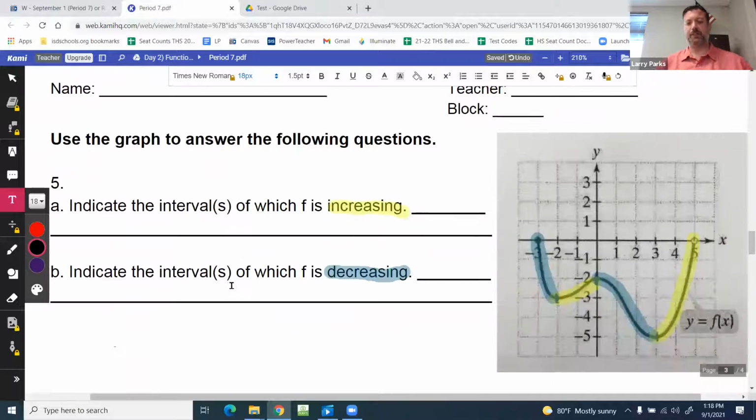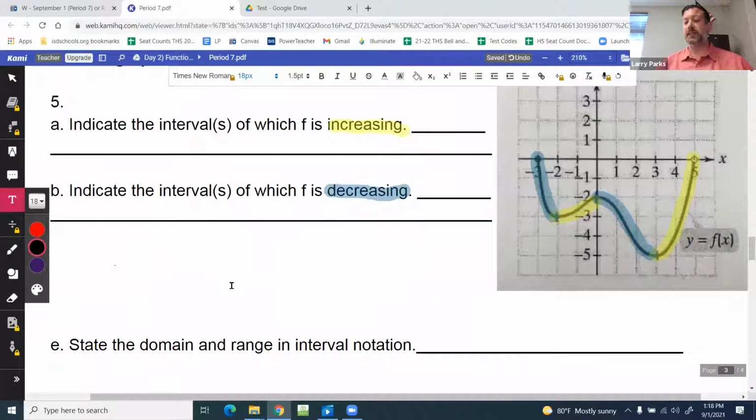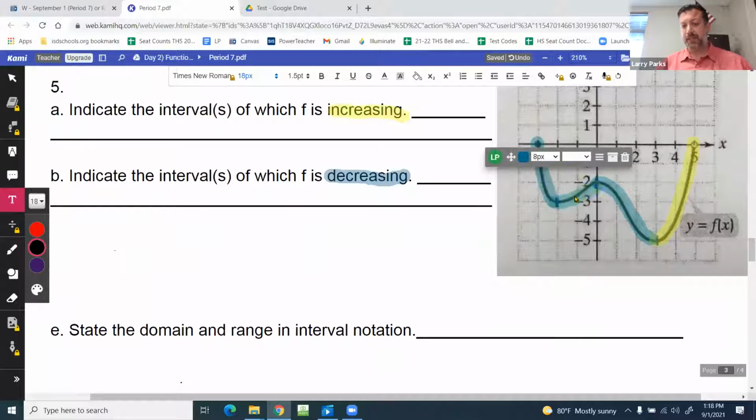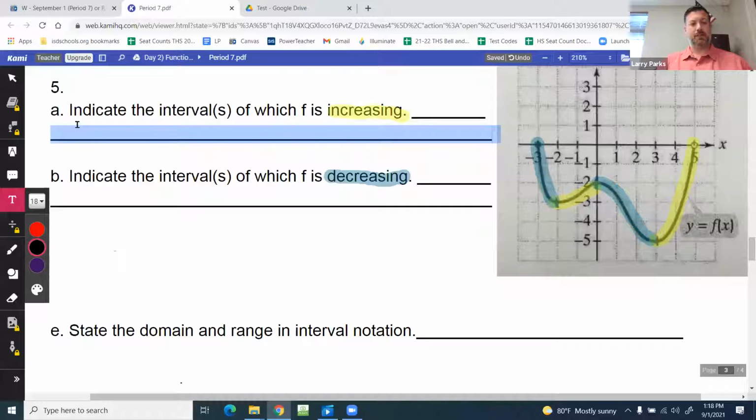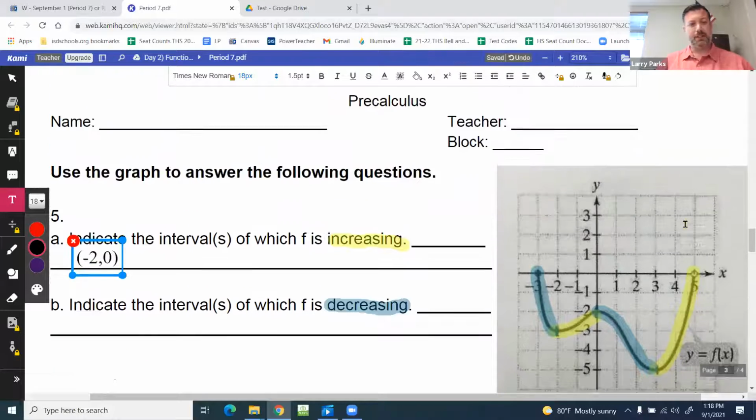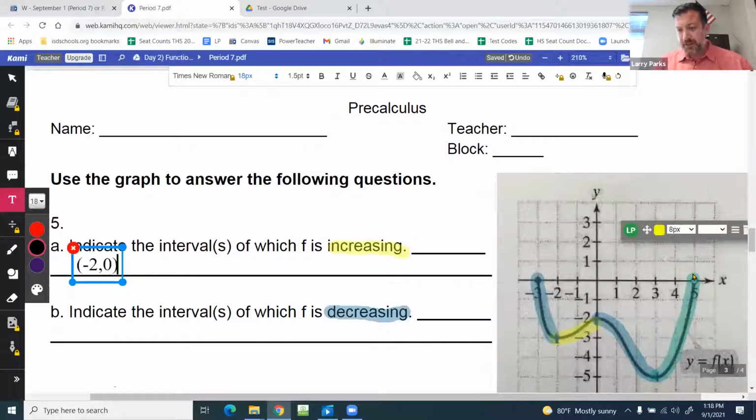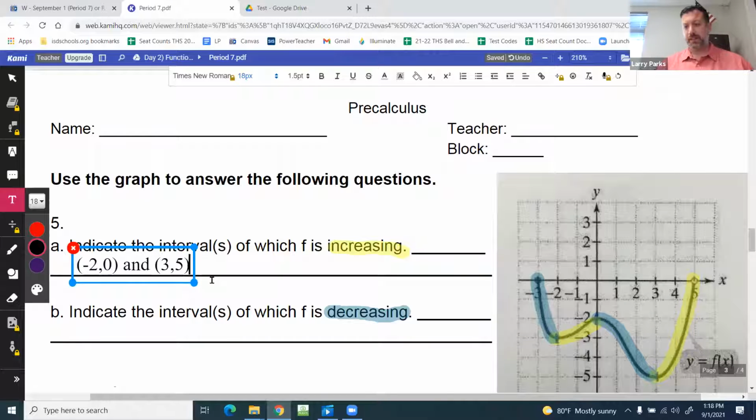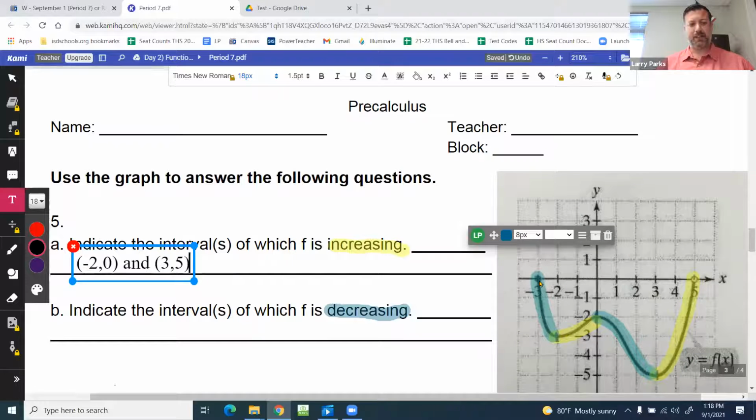I'm going to continue to use interval notation. So when is it increasing? It's increasing from -2 to 0. And from 3, and does that continue forever? It looks like it stops there. From 3 to 5. Okay, see how it has an open circle? That means it stops right there. So we're not going to use the infinity symbol.